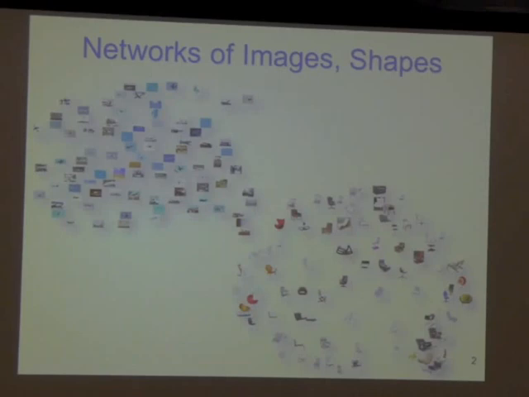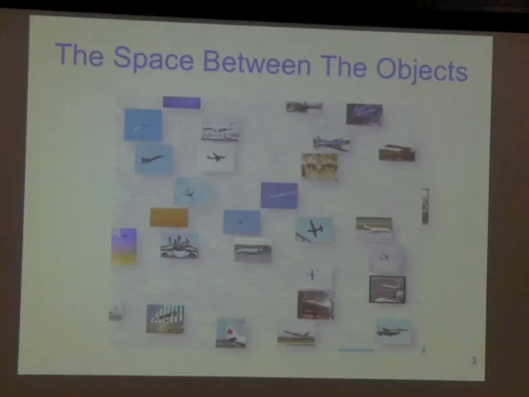Specifically, I'm interested in these little light gray lines that connect the images, which are the relationships between the images. I'm interested as much as in the images, also in the space between the images, in the relations. How are these things the same and how are they different? I want to make that notion precise and useful. That is the main goal of this talk.